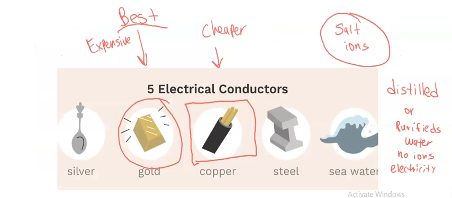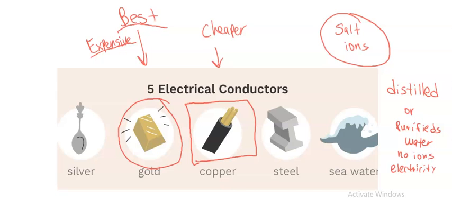So here are some examples of electrical conductors, which we could also use for heat as well. So you have silver, you have gold, you have copper, you have steel, and seawater. There's other conductors as well, but for our purposes today, I'm just going to discuss these 5. Now, silver, very good. Gold is the best conductor out there, but you don't find it often, it's very rare. And since it has a rarity, it's also expensive.